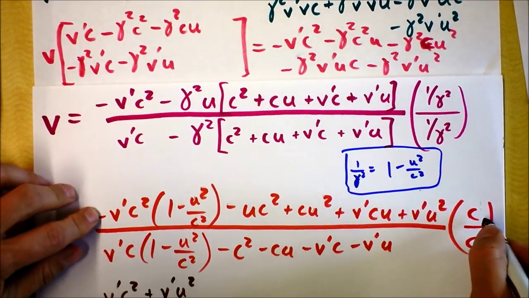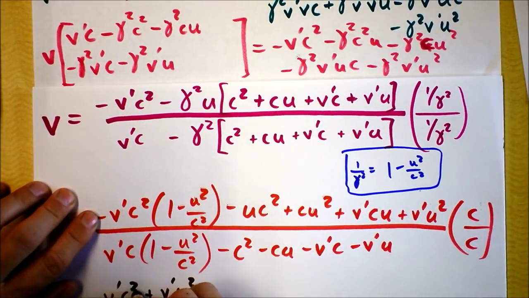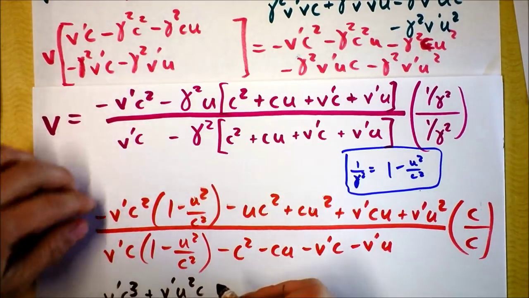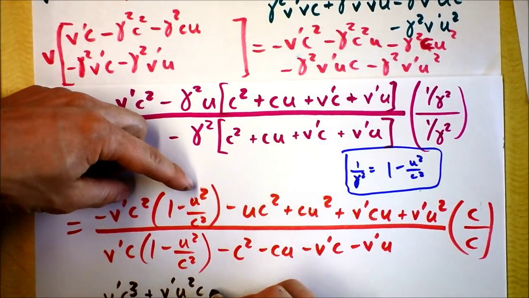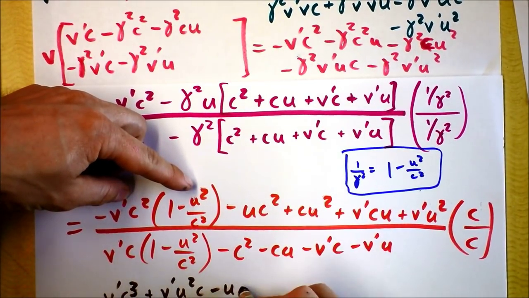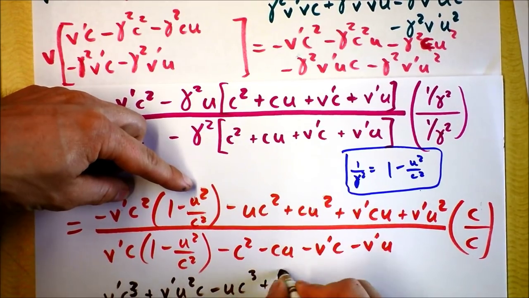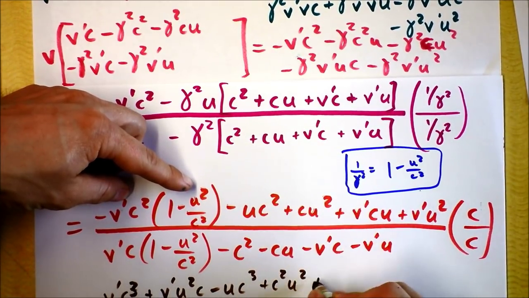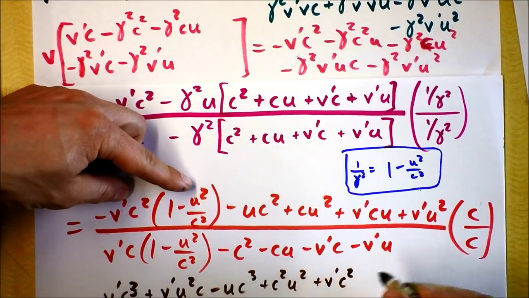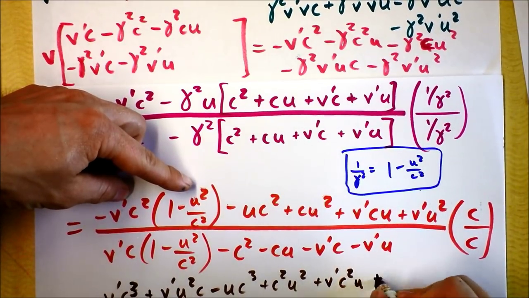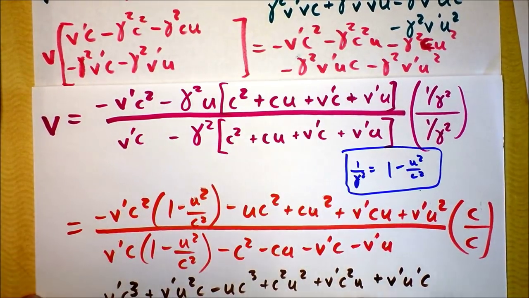But then, remember I said I wanted to multiply by C? So here I am multiplying by C also. That goes to C to the third, and this gets a C. Now I'm finished with all that funk right there. I'm going to get U minus U times C to the third plus C squared U squared plus V prime C squared U plus V prime U squared C. Oh my goodness, I hope I haven't made a mistake.